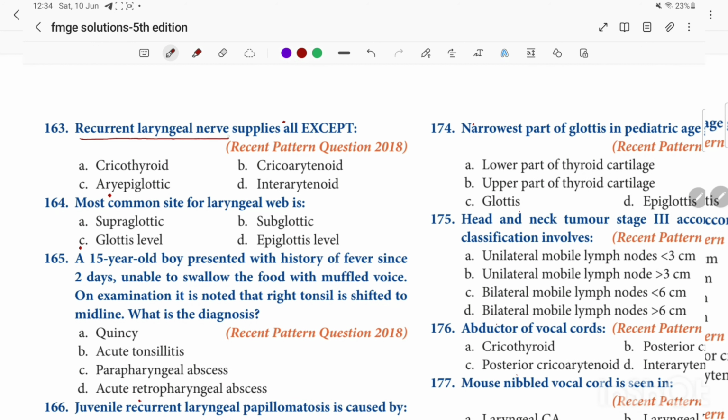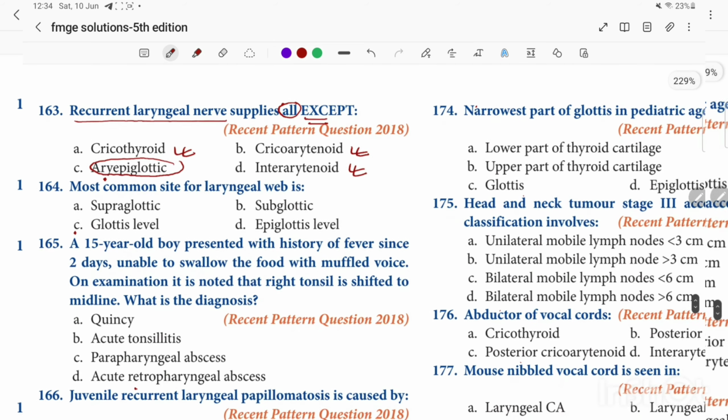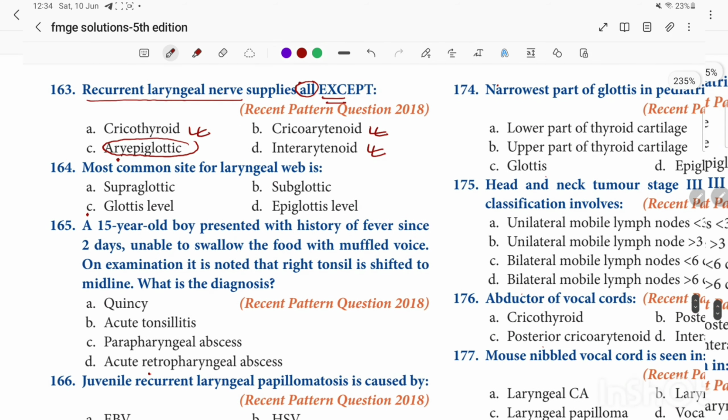The recurrent laryngeal nerve supplies all except which? The recurrent laryngeal nerve supplies the interarytenoid and cricoarytenoid. Cricothyroid is not supplied by the recurrent laryngeal nerve. Most common site of laryngeal cancer is the glottic level.